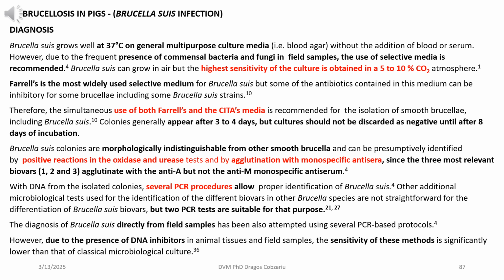Brucella colonies are morphologically indistinguishable from other smooth Brucella and can be presumptively identified by positive reactions in the oxidase and urease tests and by agglutination with monospecific antisera. With DNA from the isolated colonies, several PCR procedures allow proper identification of Brucella. However, due to the presence of DNA inhibitors in animal tissues and field samples, the sensitivity of these methods is significantly lower than that of classical microbiological culture.